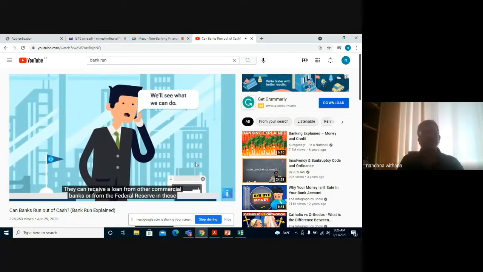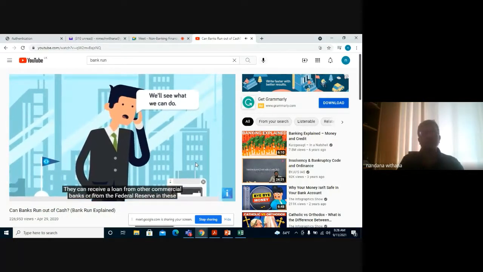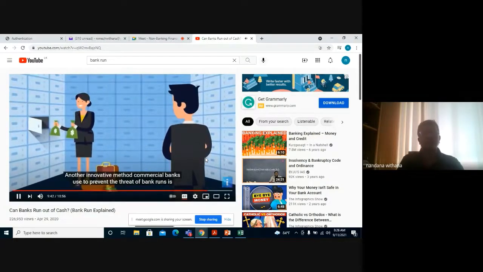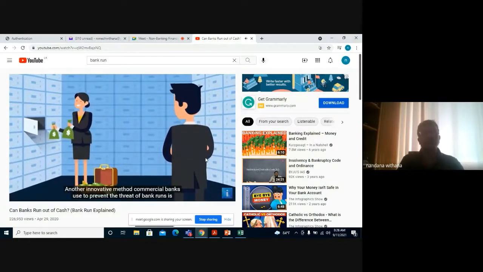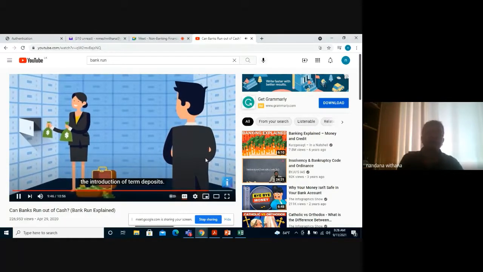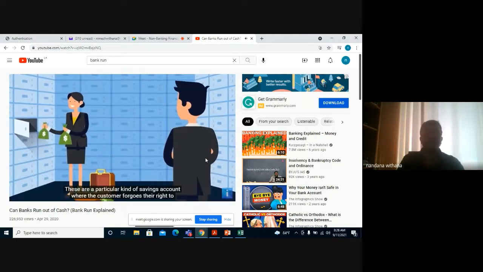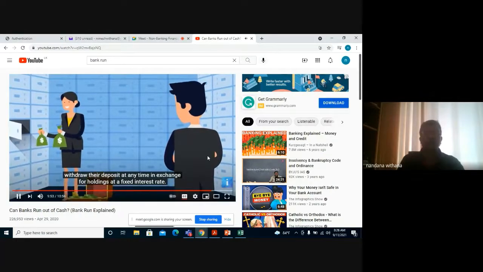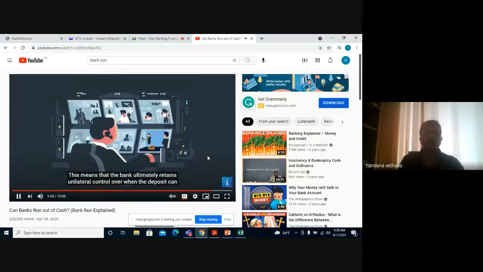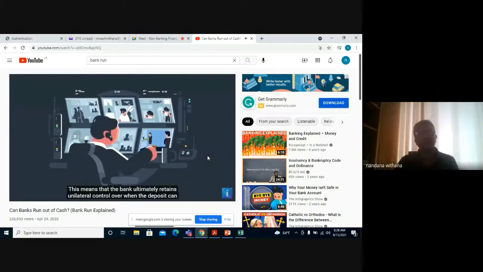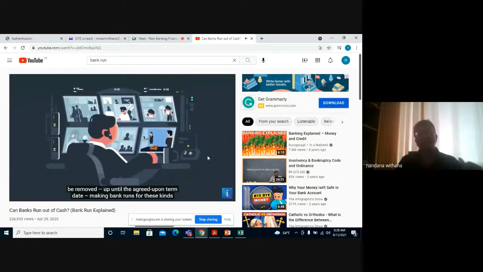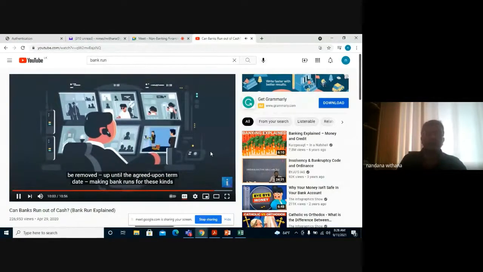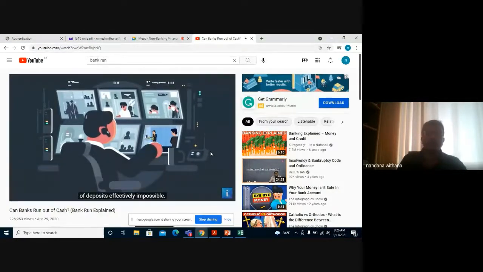They can receive a loan from other commercial banks or from the Federal Reserve in these kinds of exceptional circumstances. Another innovative method commercial banks use to protect against the threat of bank runs is the introduction of term deposits. These are a particular kind of savings account where the customer forgoes their right to withdraw their deposit at any time in exchange for holdings at a fixed interest rate. This means that the bank ultimately retains unilateral control over when the deposit can be removed, up until the agreed upon term date, making bank runs for these kinds of deposits effectively impossible.